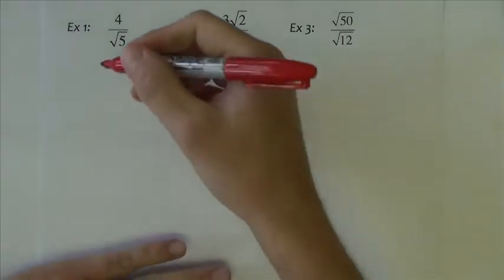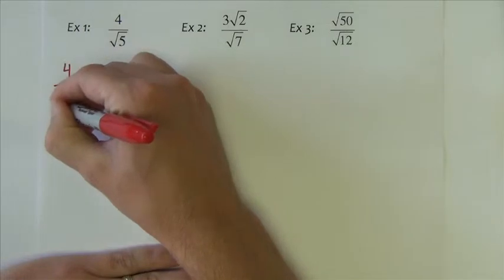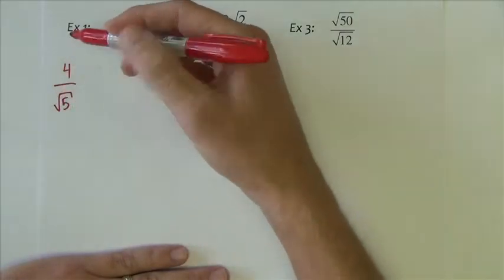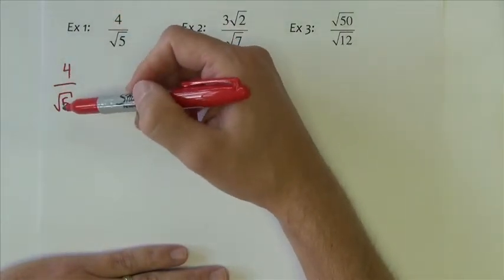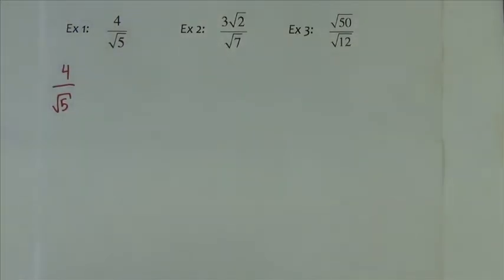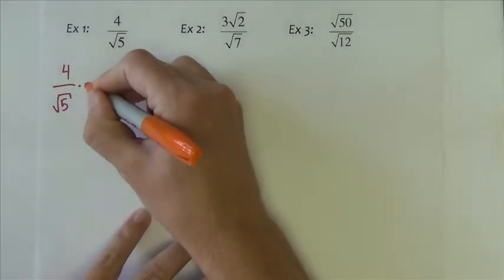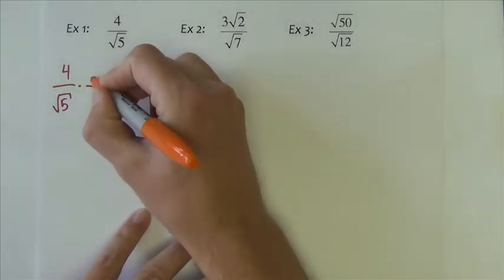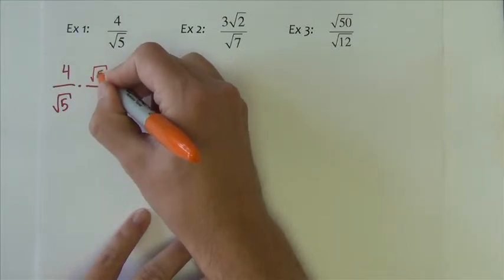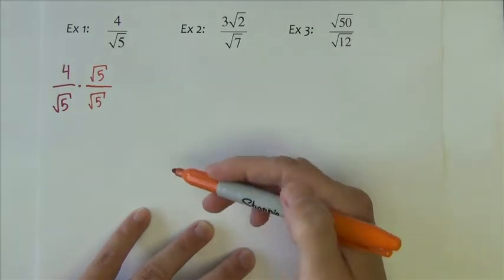First example, 4 divided by square root of 5. Let me begin by rewriting the problem. Now, there's no reducing I can do here. Now, when we rationalize the denominator, what we do is we multiply the fraction by another fraction. In this case, we're going to multiply by the fraction square root of 5 over square root of 5.